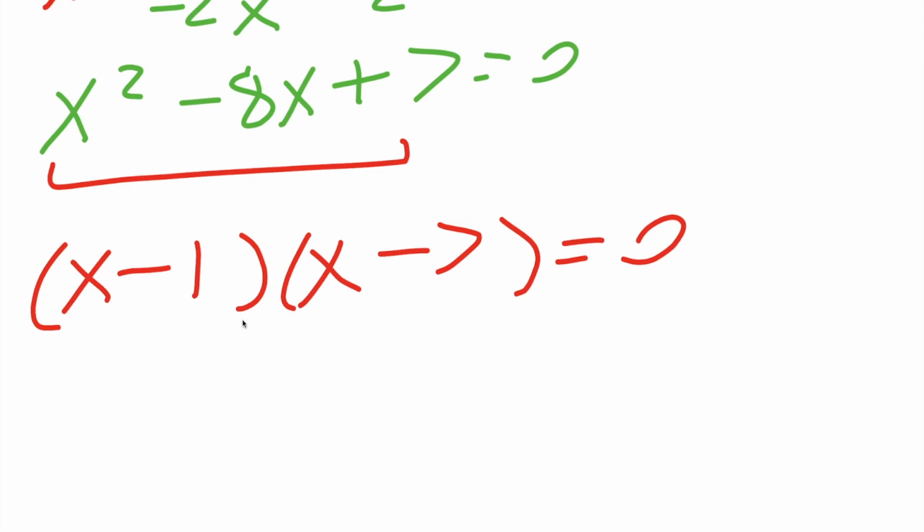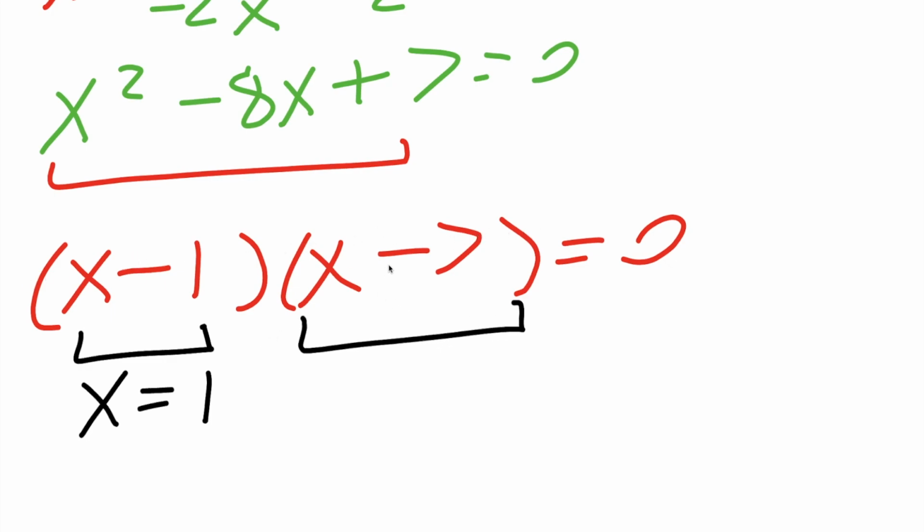0 times any number is 0. So easily we can make this piece 0, and if this piece is 0, 0 times a billion is still going to be 0. So to make this piece equal to 0, x could be 1. If x is positive 1, 1 minus 1 is 0, and then 1 minus 7 is negative 6, so 0 times any number is 0. And same idea for this, so if this piece is 0, times any number is still going to be 0. So x is equal to positive 7 because 7 minus 7 is 0. So we have two answers.